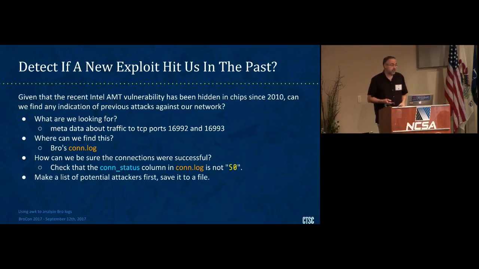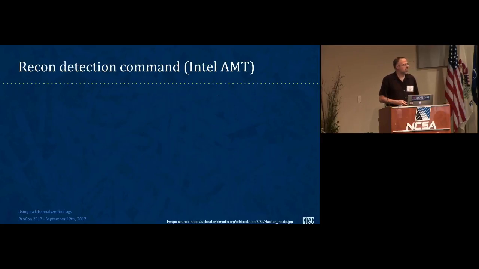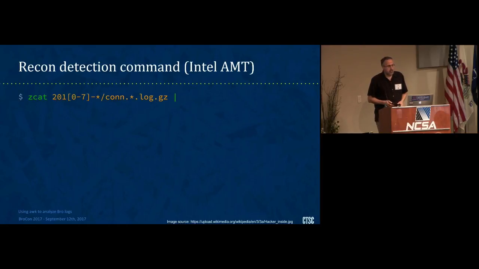And then we make a list of potential attackers first, because not every connection that's going to match our query is going to be a potential attacker. They might just be a port scanner that came across these ports, or they might just be looking for people running the Intel AMT service. They might not know about the vulnerability. And then we go back and investigate the overall activity of the potential attackers.